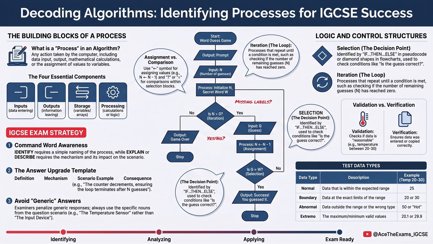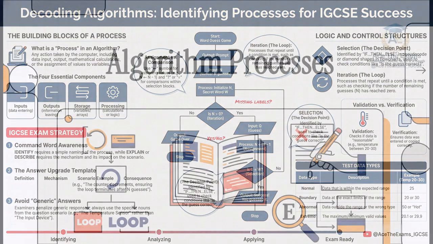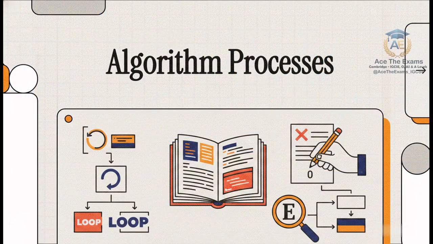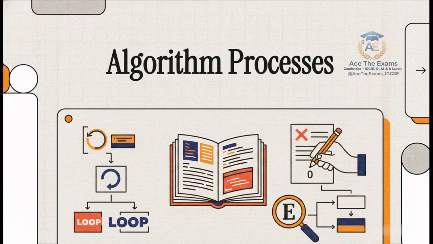Picture this. You're sitting right there in the exam hall, staring down a flowchart. You write down exactly what your textbook taught you about loops. It feels good. But then the results come out and the examiner gives you absolutely 0 marks. No way, right? Why? Well, because knowing the computer science concept is only half the battle.